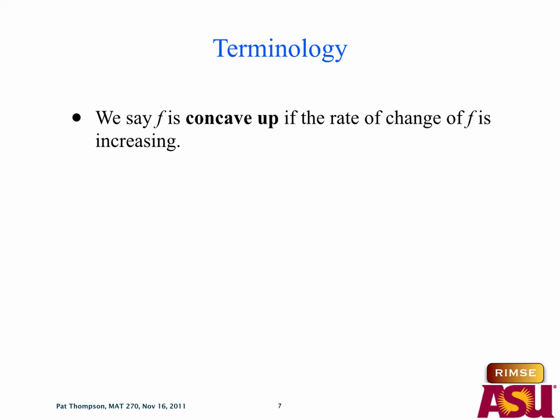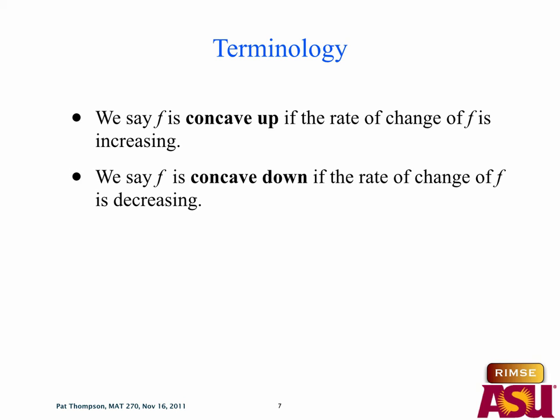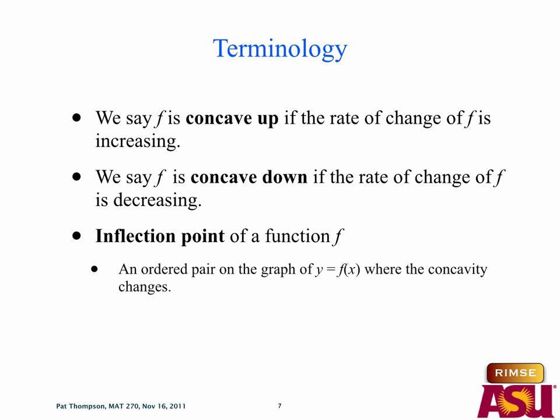Just give me two more minutes of your time. We say a graph is concave up if the rate of change of f is increasing. We say f is concave down if its rate of change is decreasing. And we identify these special points on a graph called inflection points where the concavity changes. So if the graph changes from being concave up to concave down, the point at which that change occurs is called an inflection point. And likewise, if it changes from concave down to concave up.